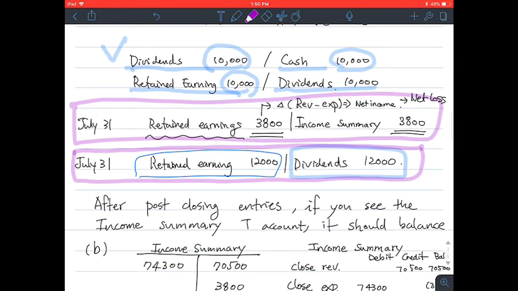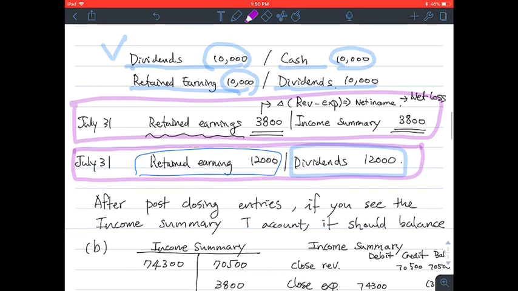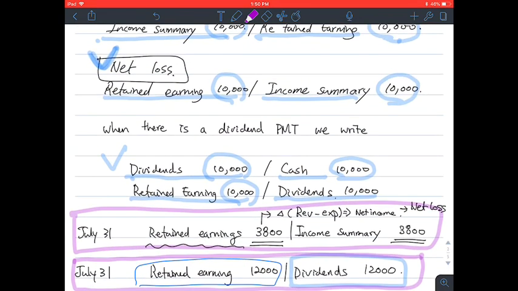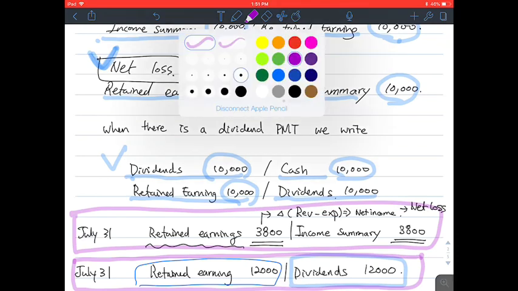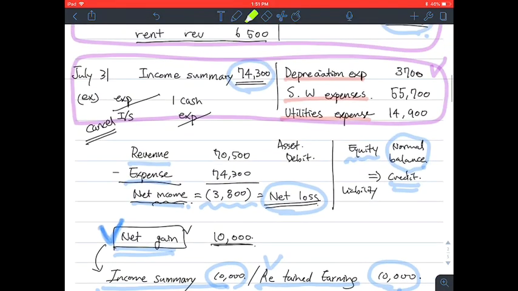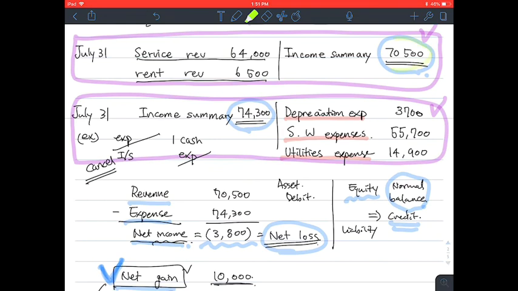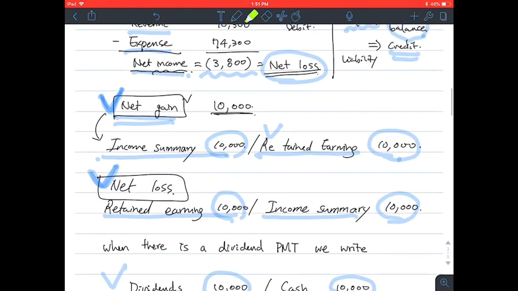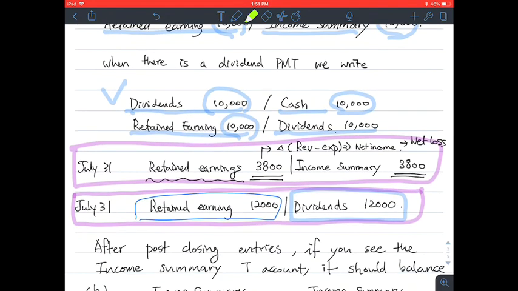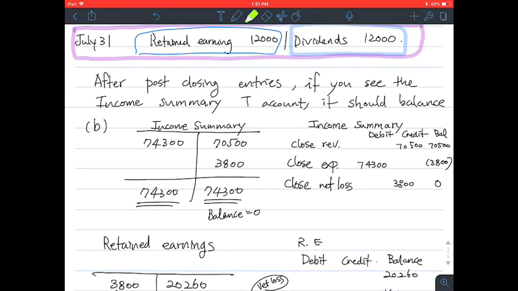So after posting entries, if you see the income summary T account, it should balance and equal 0. Let me have this on the green. Okay, we have income summary 70,500 on the credit side. We also have 74,300 on the debit side. We also have 3,800 on the credit side. So if we add all those together, the debit side and the credit side should balance to 0.